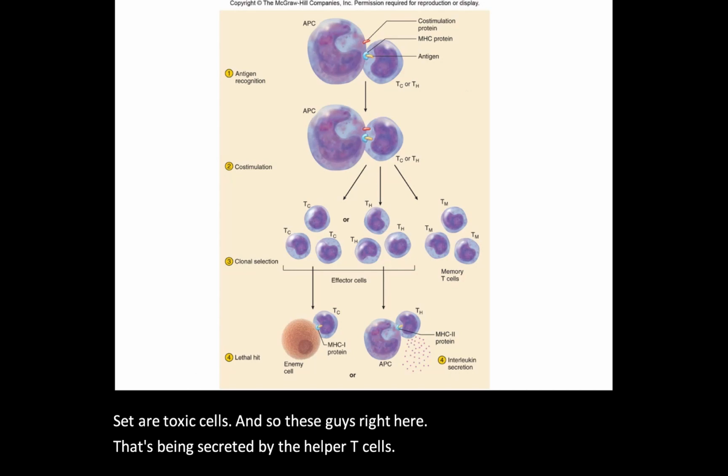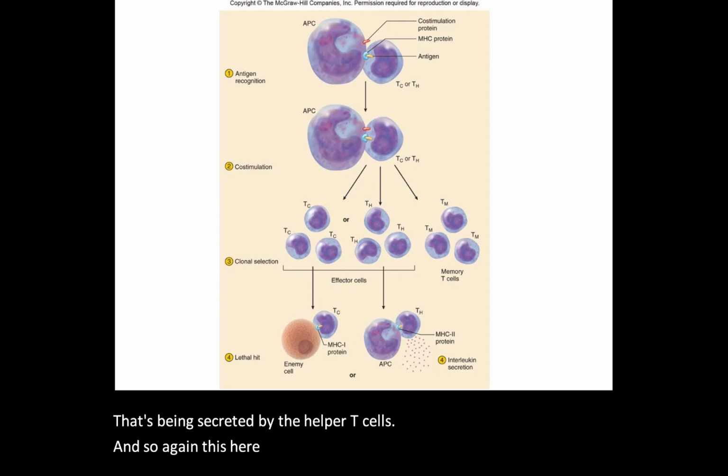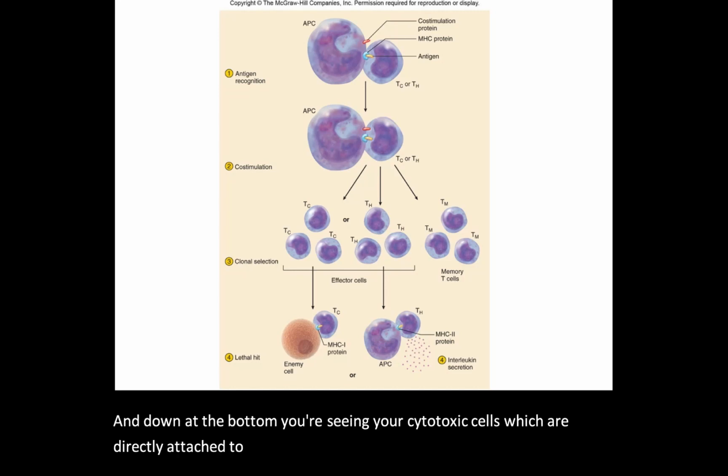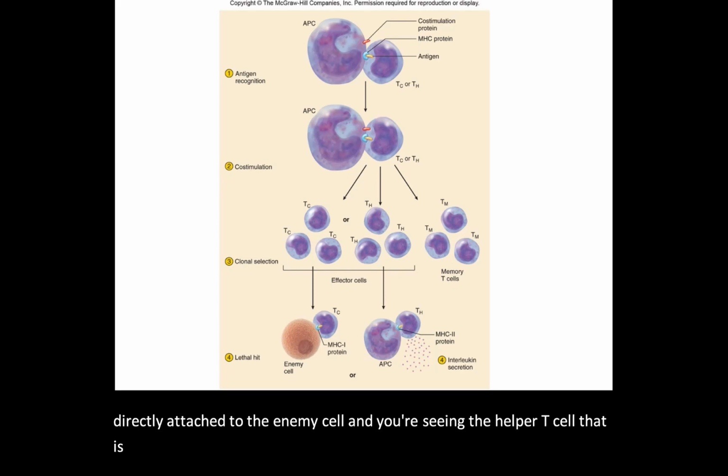And so again, this here is just another overview of that process. And down at the bottom, you're seeing your cytotoxic cells, which are directly attached to the enemy cell. And you're seeing the helper T cell that is now working with that APC cell to stimulate more response.